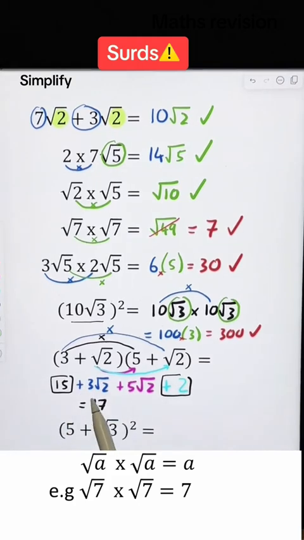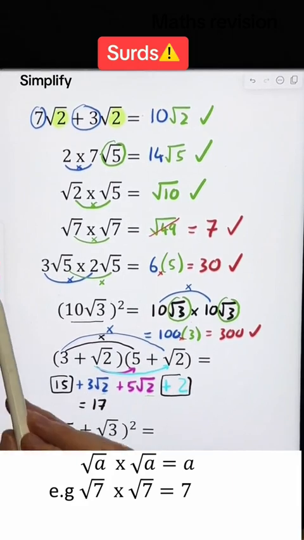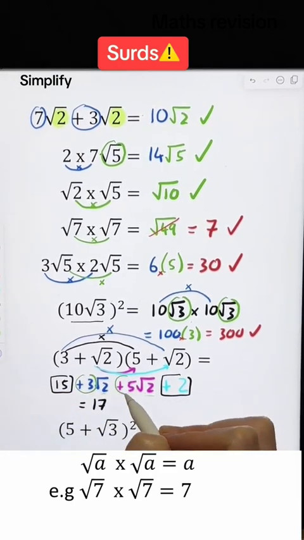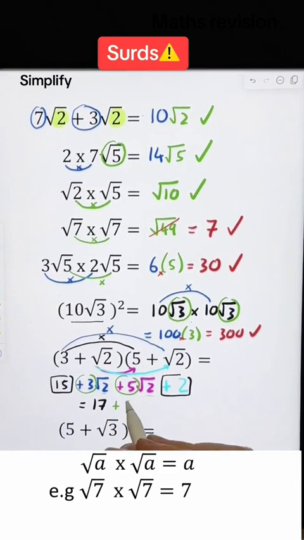And I know that 3 root 2 plus 5 root 2, they're like terms as they both end in root 2. Hence, I just add or subtract the numbers in front. So therefore, 3 lots of root 2 plus another 5 lots of root 2 will simplify to give us 8 lots of root 2. Now it's your turn.